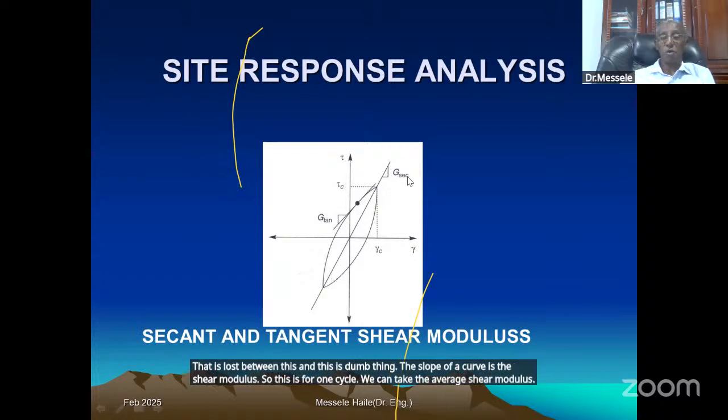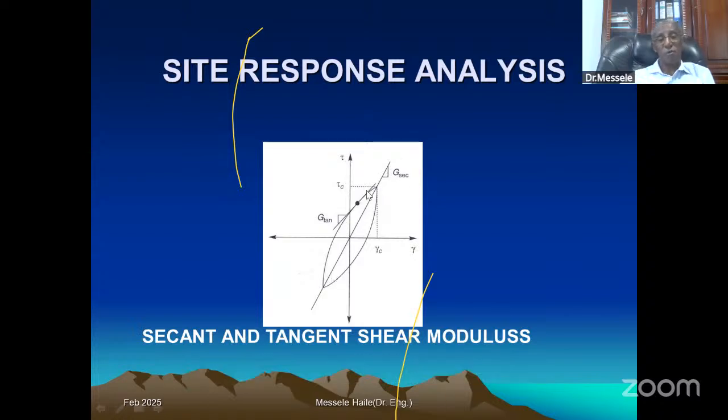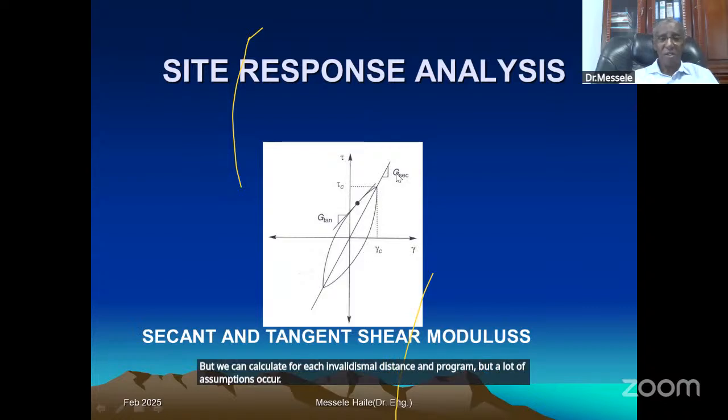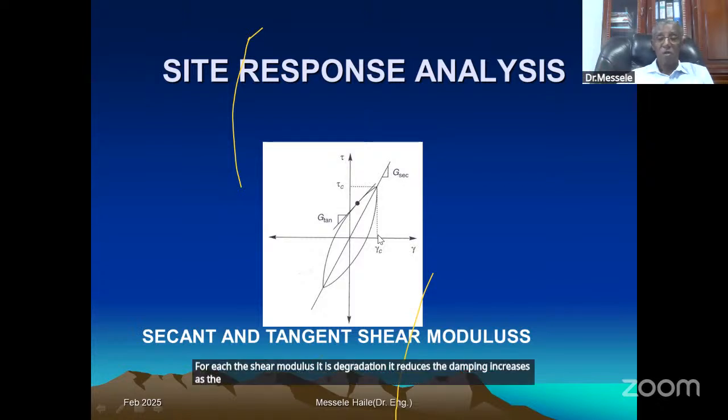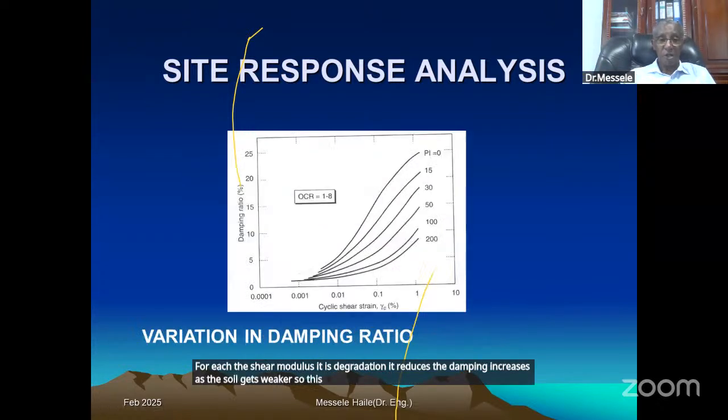So for one cycle, we can take the average shear modulus. This is the secant modulus. We can calculate for each infinitesimal increment in a program, but a lot of assumptions occur. So one cycle, one G, and one damping ratio could work. Then similarly, we do a number of cycles, then we can get the shear modulus for each. The shear modulus degrades, it reduces, and the damping increases as the soil gets weaker.